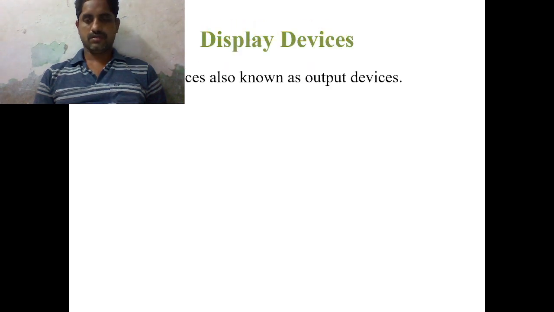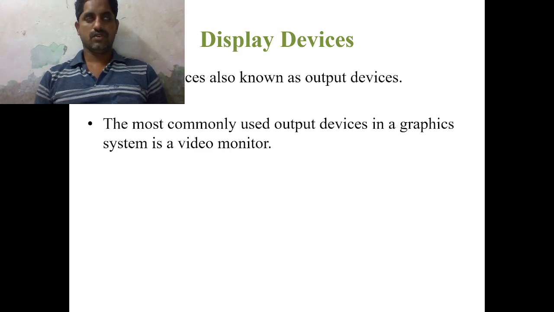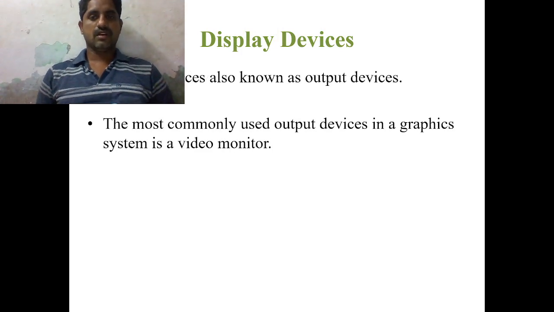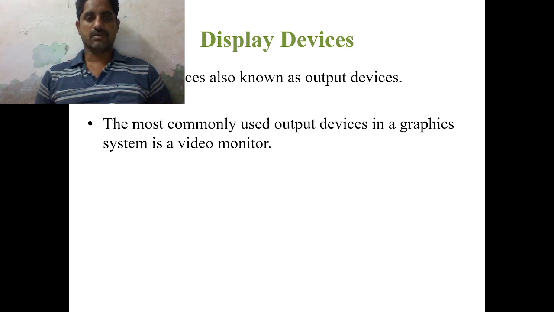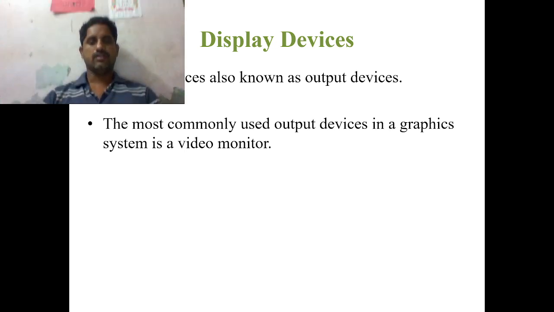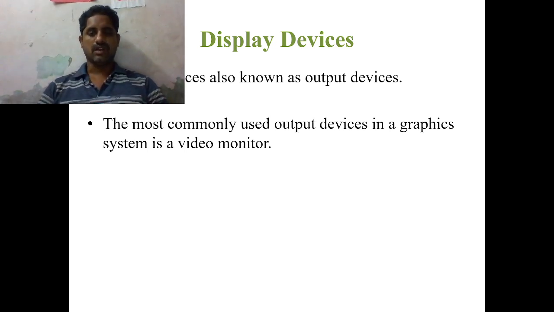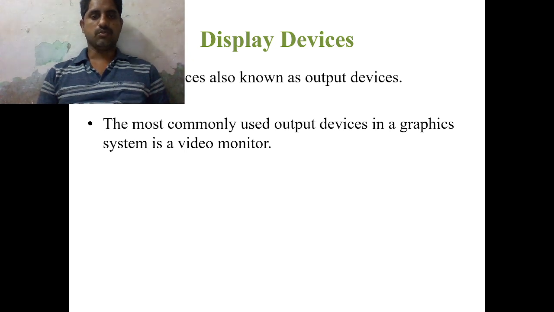Next we discuss display devices. Display devices are also known as output devices. The most commonly used output device in a graphic system is the video monitor. Like video monitors, there are a number of other output devices.